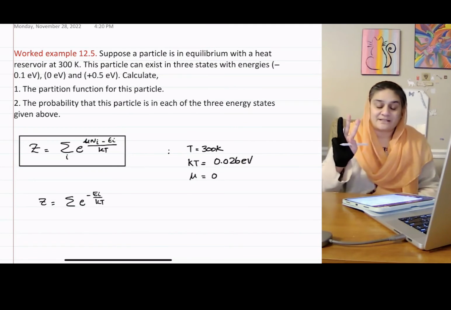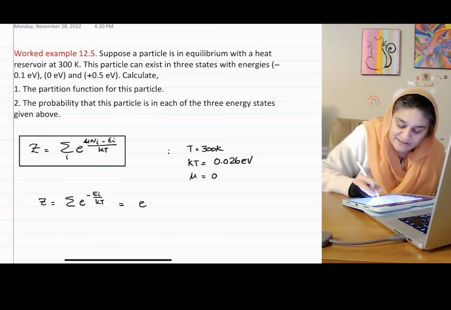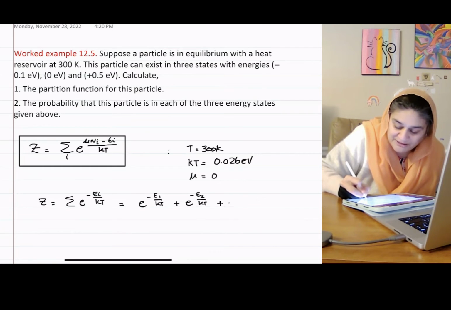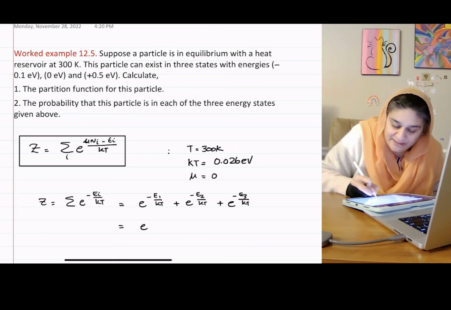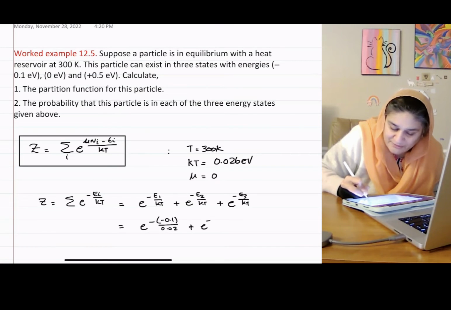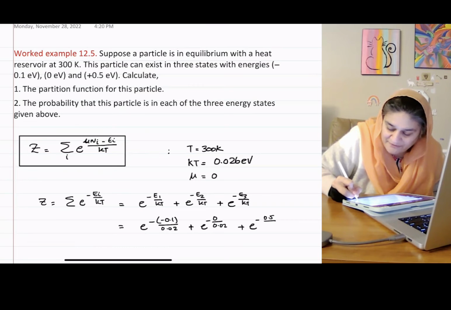Now, there are three states that I know. So how will I write this? e to the minus E1 over kT plus e to the minus E2 over kT plus e to the minus E3 over kT. And then I can plug this value in here as e to the negative 1 divided by 0.026, plus e to the minus 0 over 0.026, plus e to the negative 0.5 divided by 0.026.